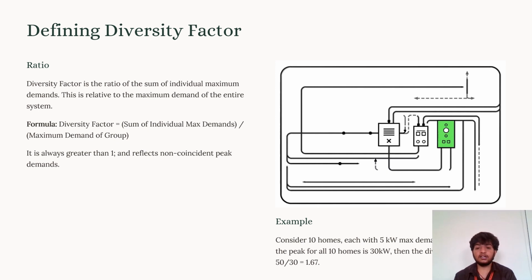Then they ask for the diversity factor. We can use the formula: diversity factor equals the sum of individual maximum demands divided by the maximum demand of the group. The sum of individual maximum demands is 50 and the maximum demand for the group is 30. So 50 divided by 30 equals 1.67.